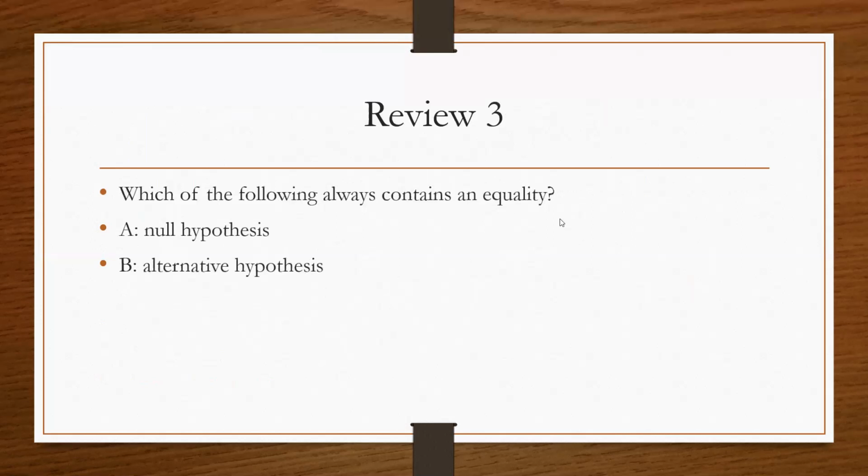Yeah, you guys got it. It's always going to be the null hypothesis, because it's always saying it equals whatever. The alternative hypothesis is always saying it's not equal, whether it's not equal to, greater than, or less than. It's just saying it's not the value that has previously been assigned.